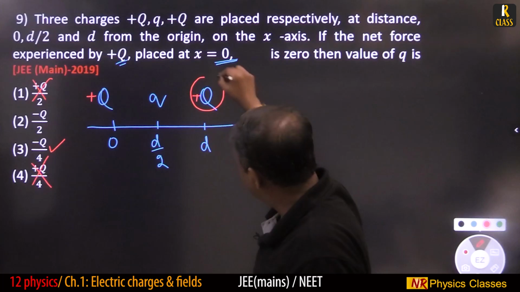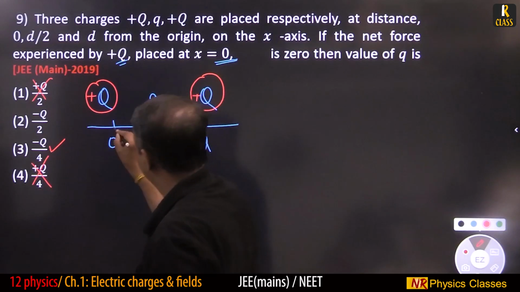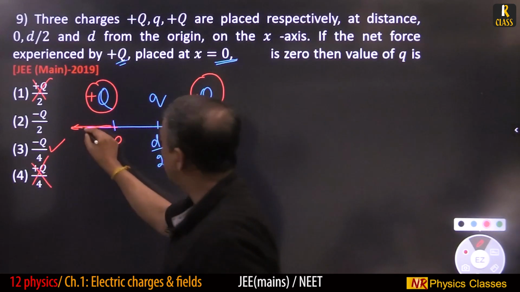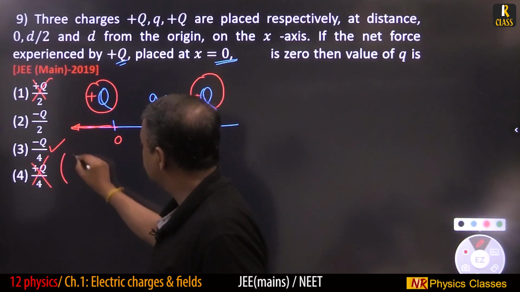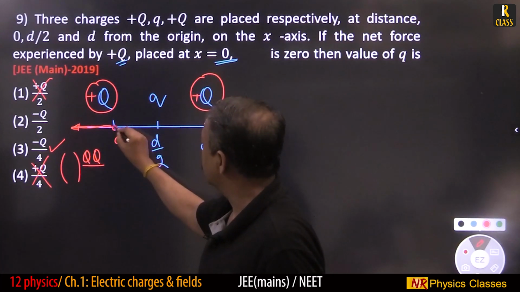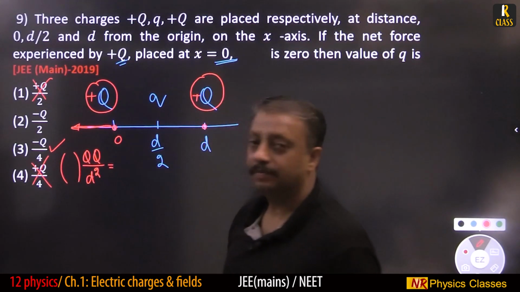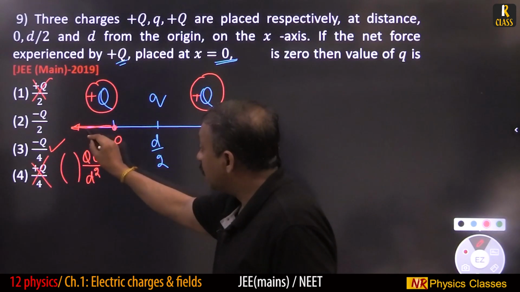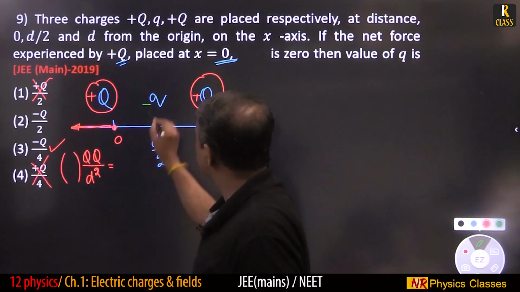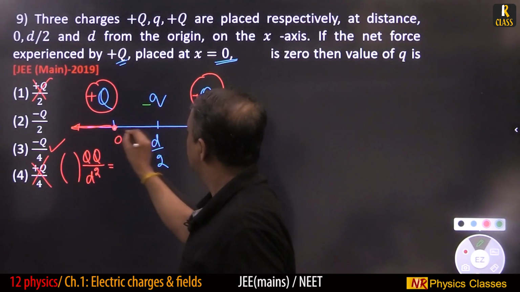Because of this charge, the force on this charge is positive, repulsion. This is the force of repulsion. And this force is constant times the product of the charges Q and Q by distance squared. The distance between these two is d, so d square. To nullify this, this should be a negative charge, isn't it? If this is a negative charge, then there will be attraction between these two. So this can hold this charge back.